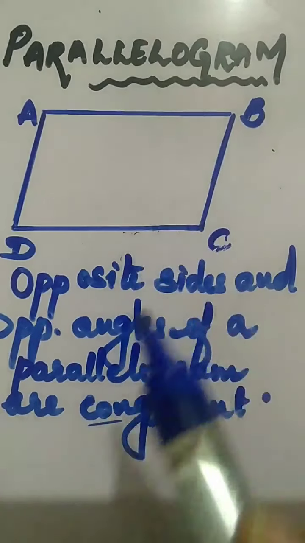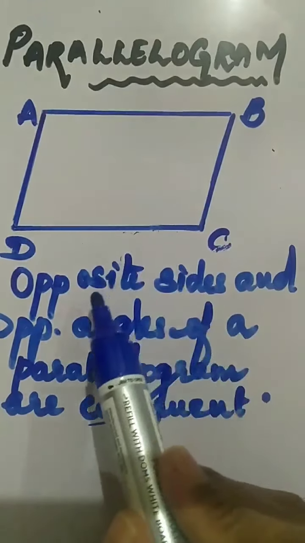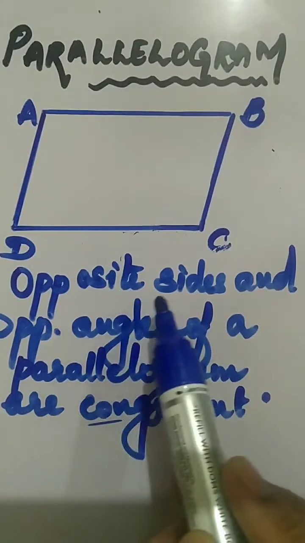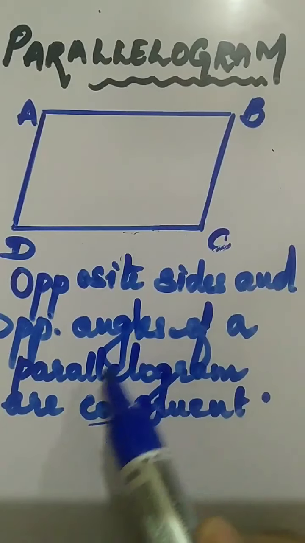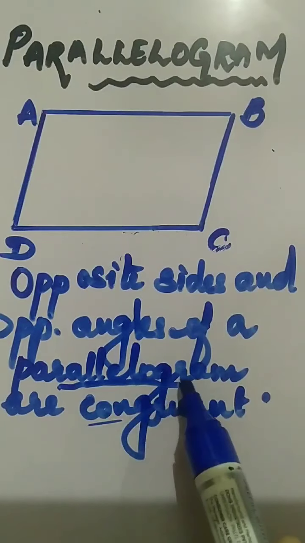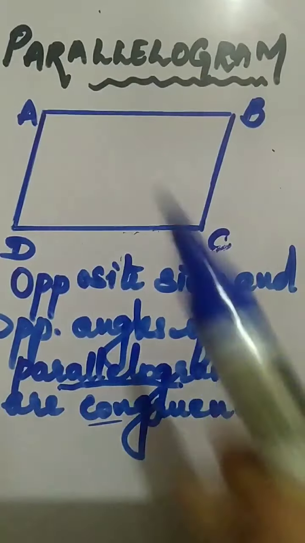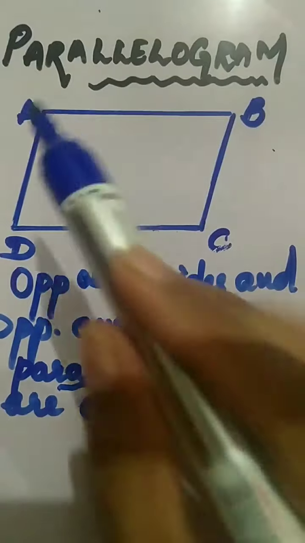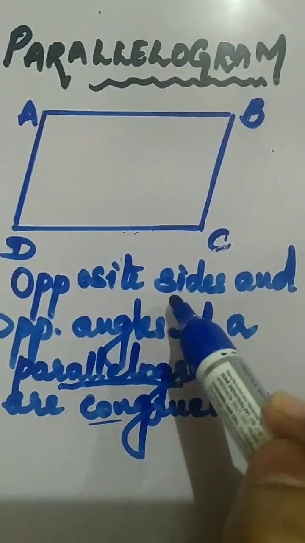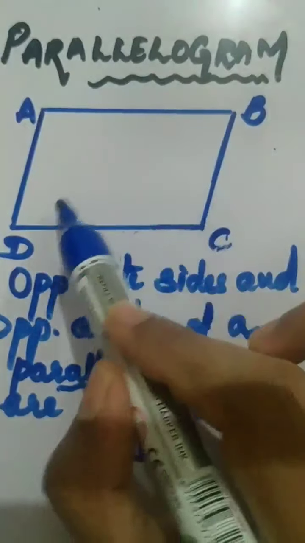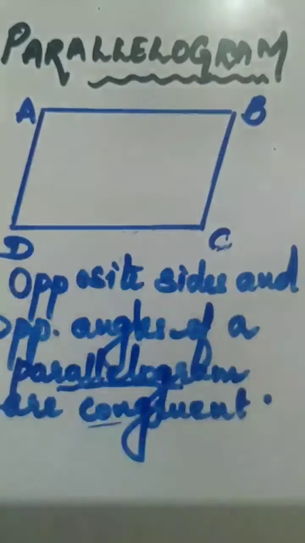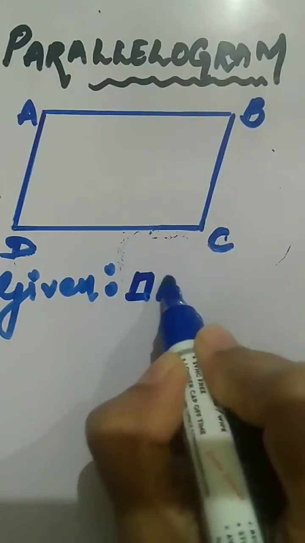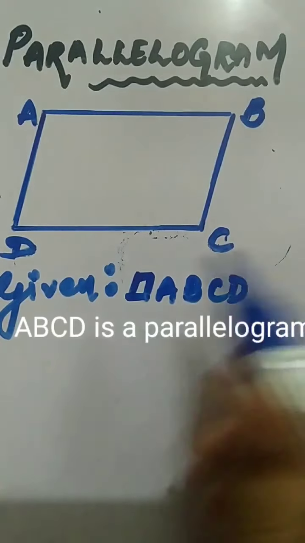Okay. So now what is given? It is given that this quadrilateral is a parallelogram. See, opposite sides and opposite angles of a parallelogram. Parallelogram word is mentioned. So, it is given that this quadrilateral is a parallelogram. And we have to prove that the opposite sides are congruent and also the opposite angles are congruent. Okay. So, let's start. So, I'll write quadrilateral ABCD, that is given.